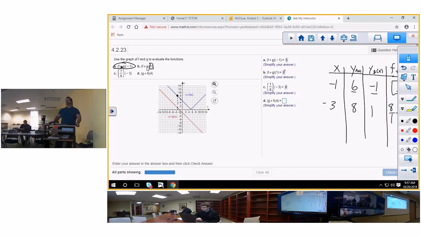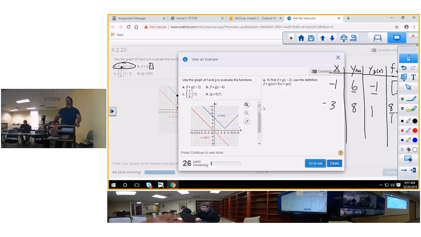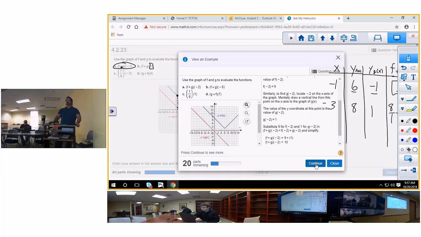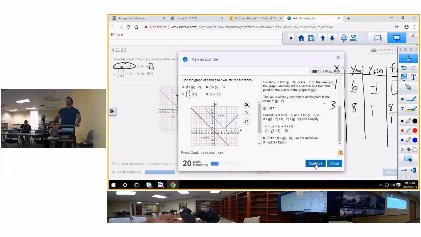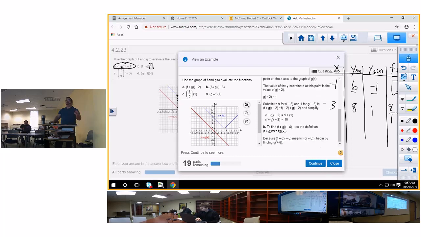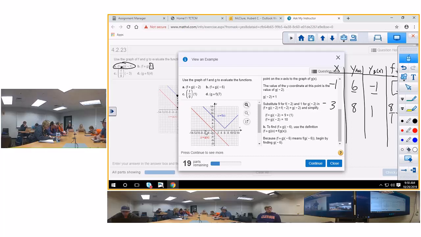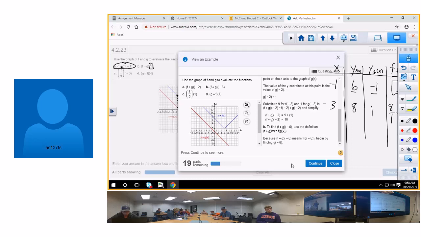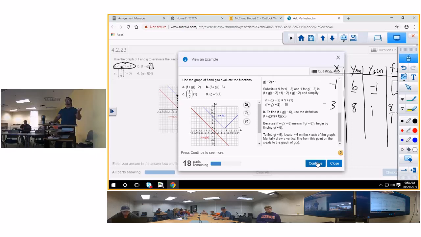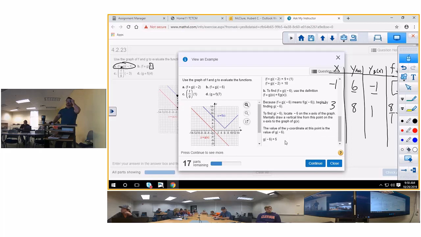So I'm going to have to backtrack and see how they actually are doing it because I'll be honest with you, I haven't seen that question before. I'm going to go back to find -6, use the definition. Okay, I did that. So that means F composed of G of -6 means F of G of -6, then I'd have to look up -6, and what would -6 be? 5? Be +5. That's what they're doing. That's got to be what they're doing.